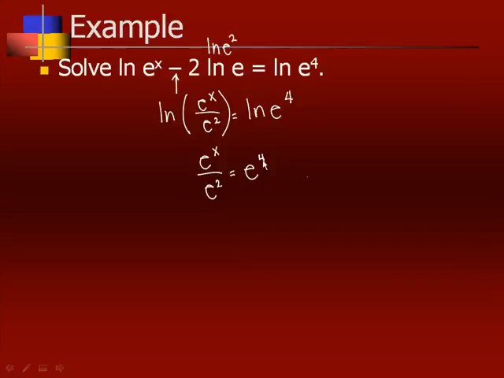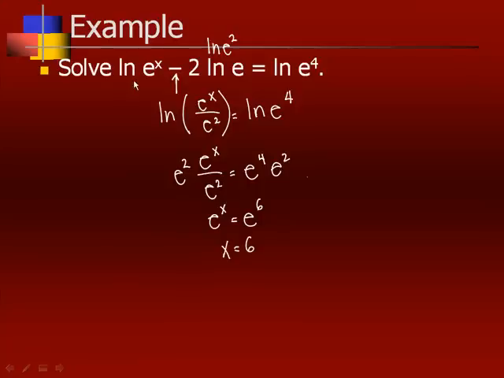Now, if you'll remember, these e's are just some constant numbers. So we're going to multiply both sides by e squared. So we get e to the x is equal to e to the sixth. Therefore, x must be equal to 6.